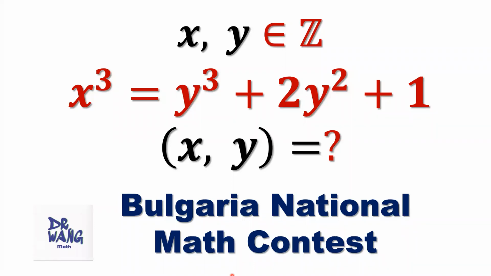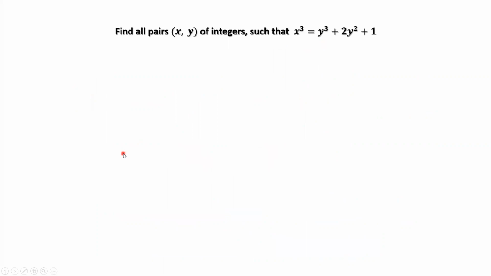Here is the question. Find all pairs x, y of integers such that x to the power of 3 equals y to the power of 3 plus 2 times y squared plus 1. We are going to introduce a special method to solve this question.